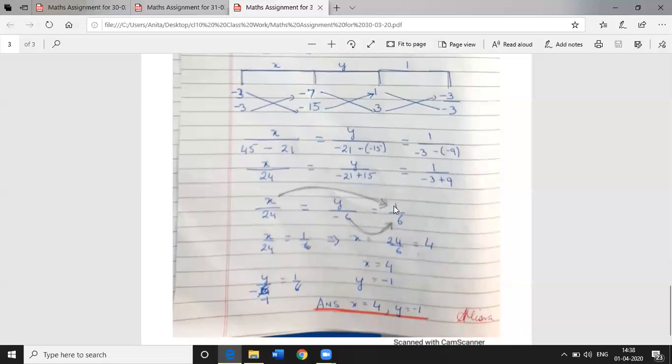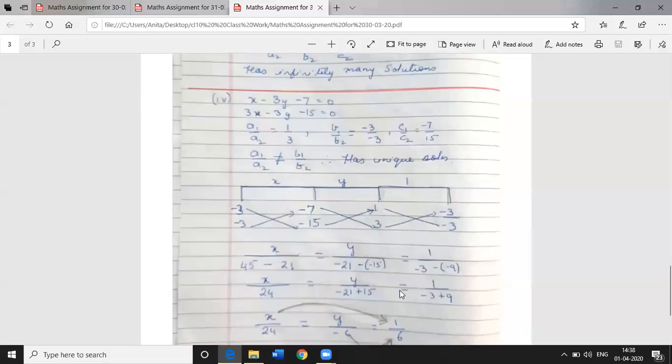So this with this last one. x upon 24 is 1 by 6. So x is equal to 4. x by 24 is equal to 1 by 6. The 6 is cancelling out here. y by minus 6. So it becomes y is equal to minus 1. So x is equal to 4 and y is equal to minus 1.